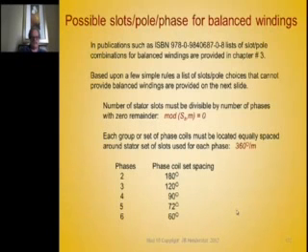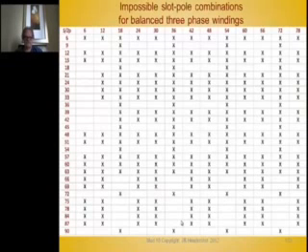We already said that the 3-phase has to be spaced 120 degrees apart, while 2-phase is 180, 4-phase is 90, 5-phase 72, 6-phase 60. So rather than give you a list of possible winding patterns, here's a list of the impossible winding patterns. In other words, these you can't have.